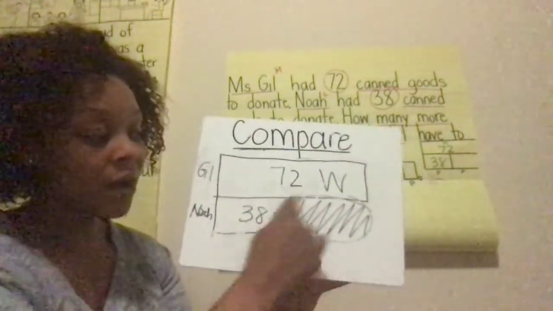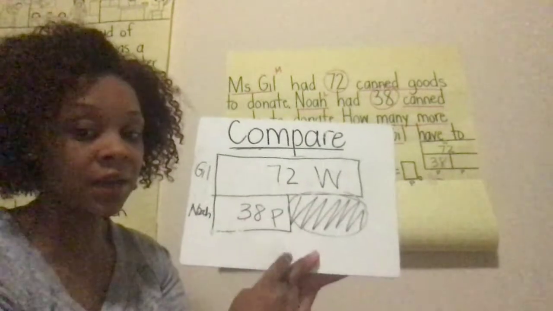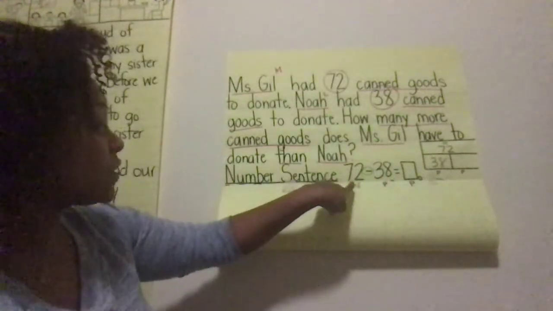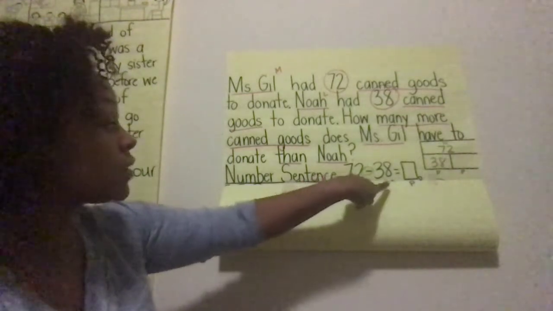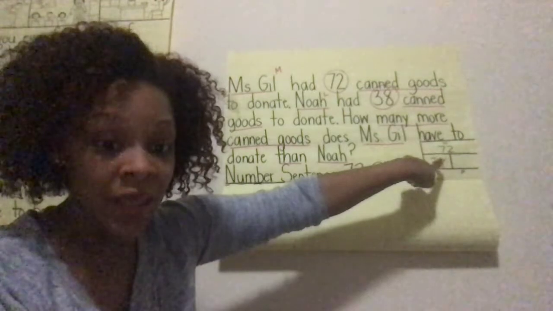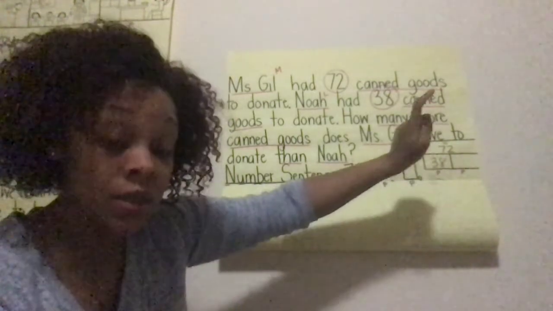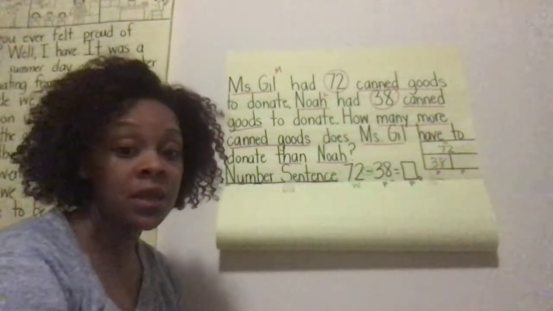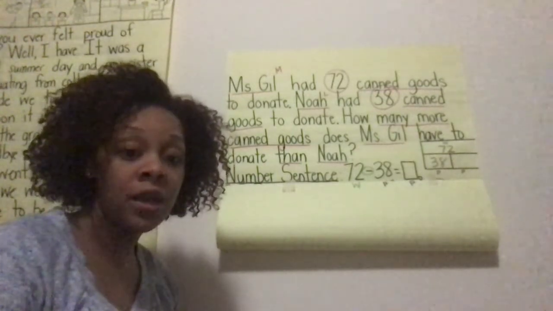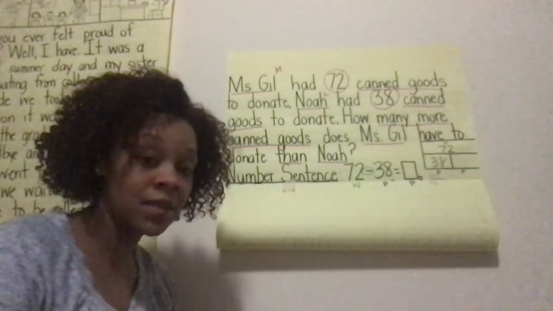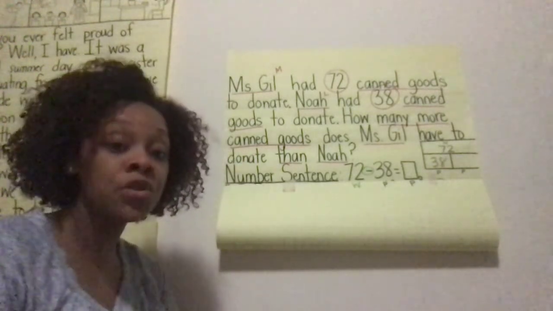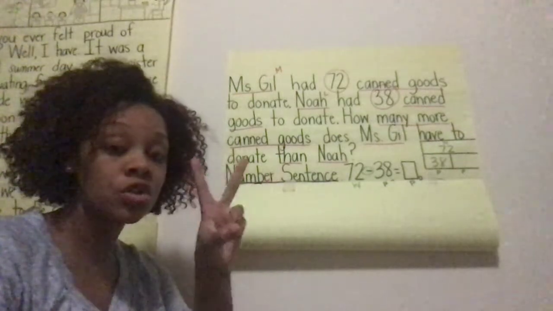And so we're figuring out this missing part right here. So I plugged in those values in my number sentence, 72 minus 38 equals, and then I plugged it into my part whole box. Now it's time for you to go to work. You have about 6 minutes to solve this story problem. Parents, please pause the video at this time so that your child can work to solve this problem. Remember to use 2 different strategies.